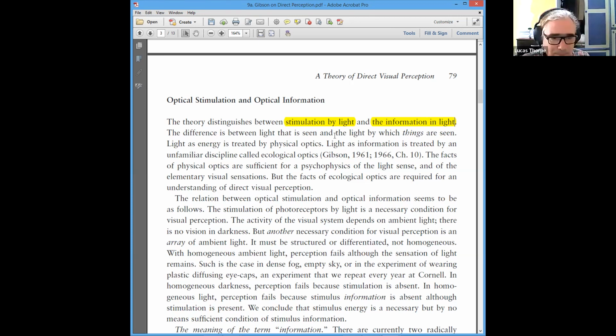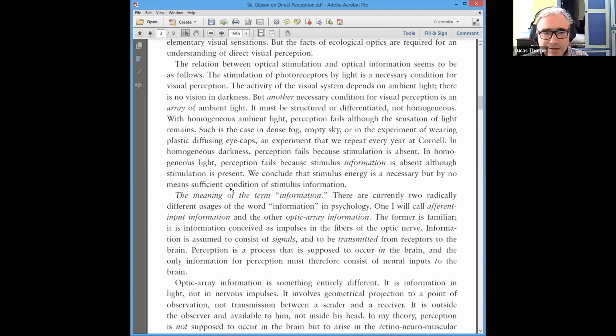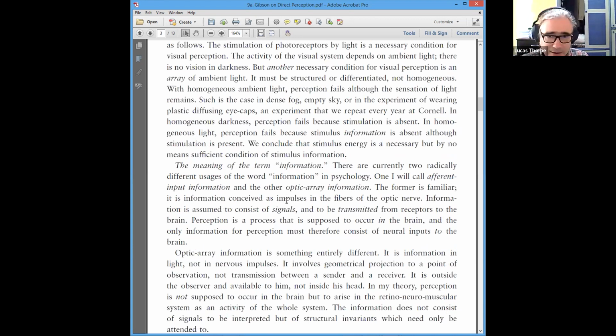So he starts talking about the term information, and he says there are currently two radically different uses of the word information in psychology. One I will call afferent input information. So this is the notion of information that we find in computational accounts of perception and various other things, where the information is the input available to the system, and this input somehow carries information about the environment. The other is optic array information.